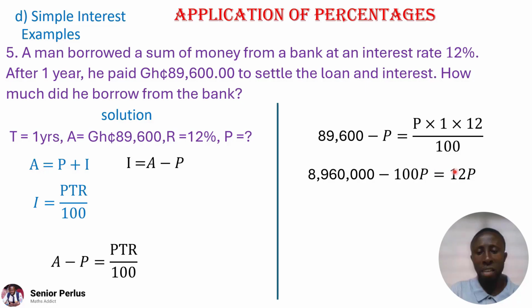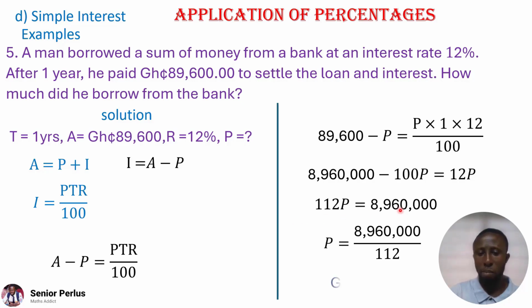Now I always advise you that when there's a denominator, remove the denominator by multiplying both sides by the denominator. If you multiply both sides by 100, the 100 will cancel, and you get this. So 100 times this, you get this nicely. Therefore, you group items. This 100 will go here. I have 112P. Then I divide both sides by 112. Then my P is this.